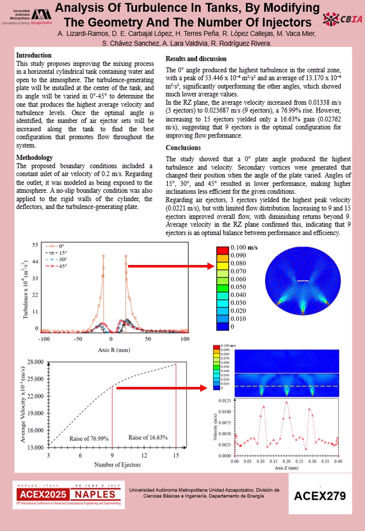The aim of this study was to enhance mixing in a horizontal cylindrical water tank through air injection. The geometry investigated was a horizontal cylinder with a turbulence-generating baffle plate placed at its center. The plate angle varied from 0 degrees to 45 degrees to identify the optimal configuration. Once the best angle was established, the number of air injectors was increased to 3, 9, and 15 in order to intensify the flow along the tank.